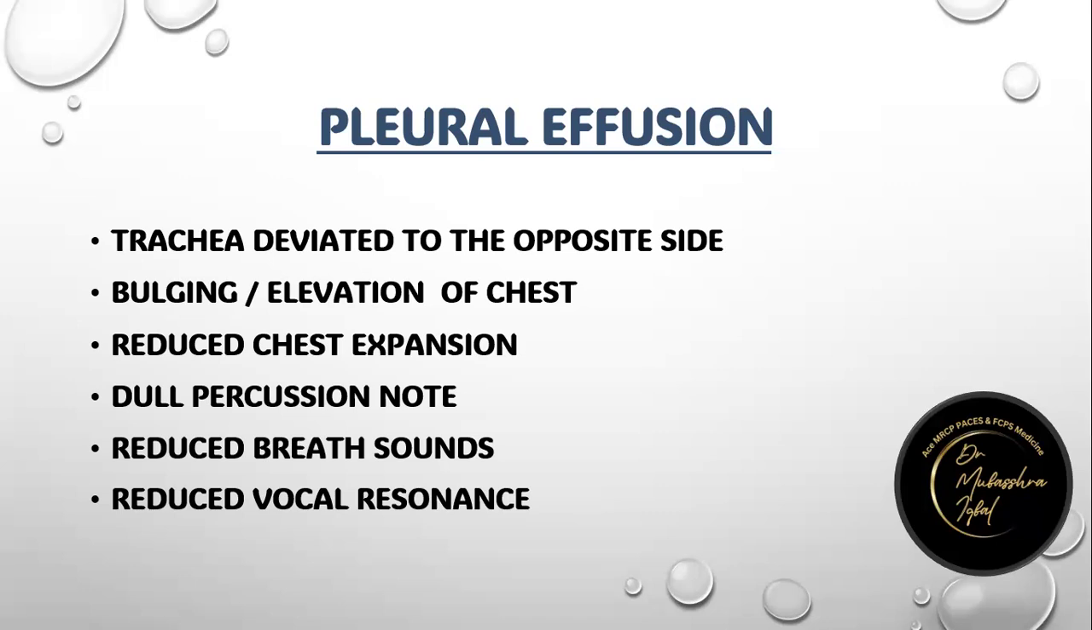After that you will tell your findings in the left part of the chest: there is normal vesicular breathing with no added sounds, the percussion note is resonant, vocal resonance is also normal, and there are no added sounds present over there. In this way you will present your findings of pleural effusion.